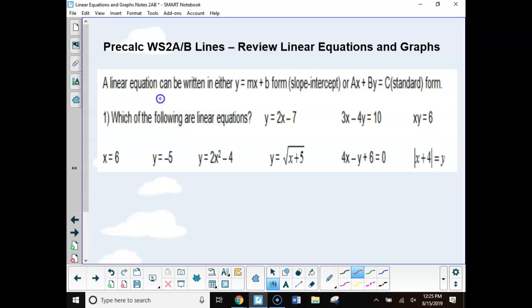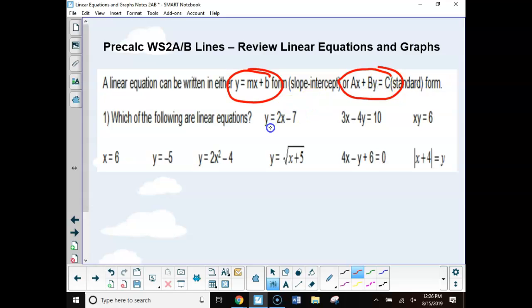First of all, it just starts out by reminding us that any equation that is linear can be written in one of these two forms. Y equals mx plus b, which is your very favorite form ever, right? Slope-intercept. Or this form, which is called standard form.